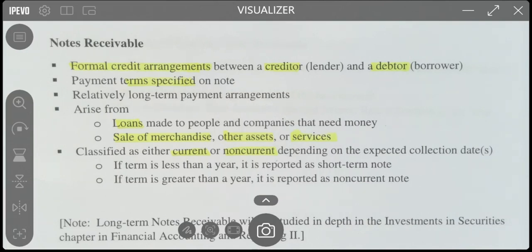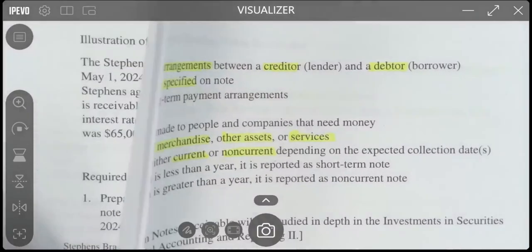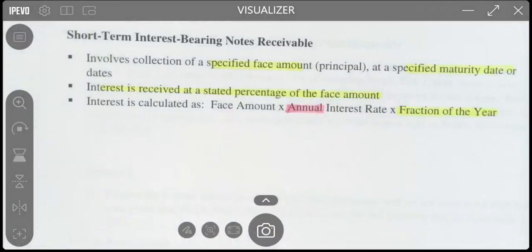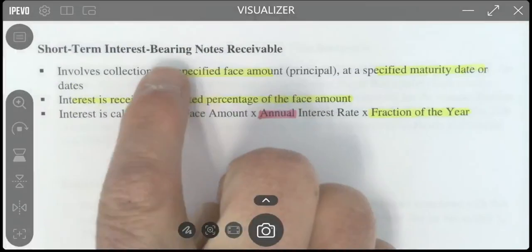Now, a quick note: long-term notes receivable will be studied in depth in the Investments in Securities chapter in Financial Accounting and Reporting 2, when we're looking at the types of non-current assets on the balance sheet. Here, we're going to concentrate primarily on the short-term note receivable. So let's look at the short-term note receivable, and this is, by the way, interest-bearing.